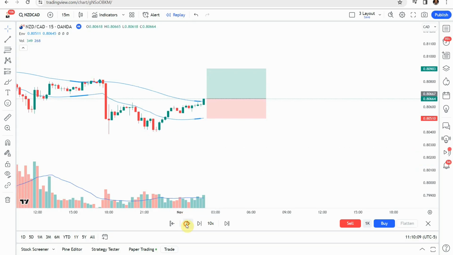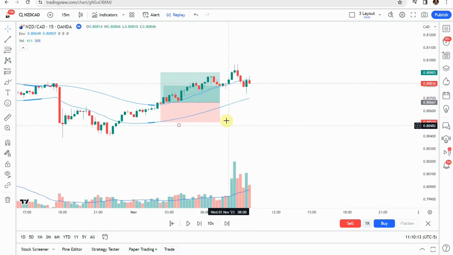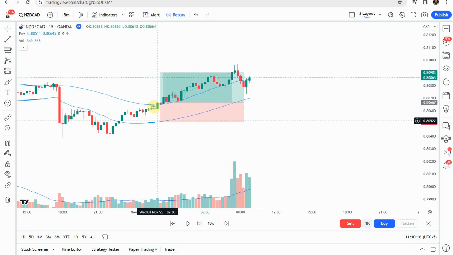Let's go ahead and play this forward and see what we get. You can see that we make a really nice push pretty much straight up, getting us to our take profit. Let's go ahead and take a look at a short trade now.